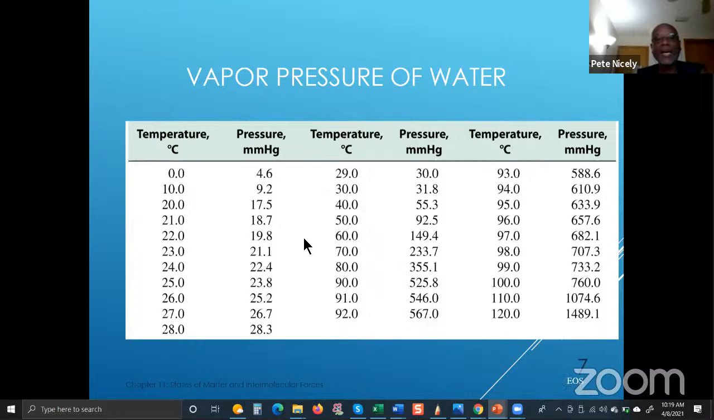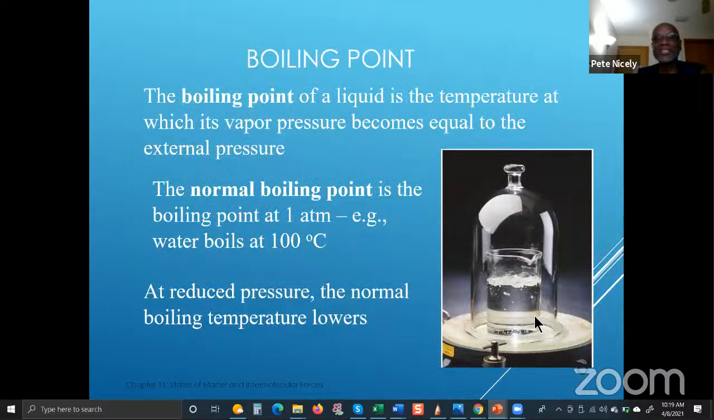Okay, so this is showing you the same setup. You have your water on a hot plate, and it is covered by this jar, and as you increase the temperature, the vapor pressure increases until you get equilibrium between the vapor here and the liquid water right here.